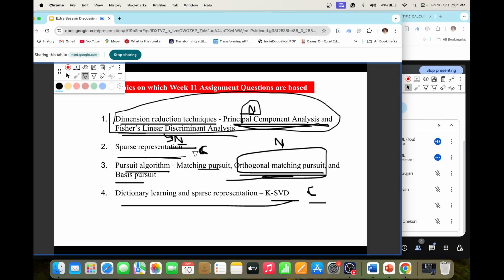Sparse representation conceptually is good, and a small numerical you can expect, but conceptually it is more suitable. And pursuit algorithms, there are three pursuit algorithms, but out of these you can expect numericals more for orthogonal matching pursuit. Then dictionary learning and sparse representation, only conceptual questions you can expect.